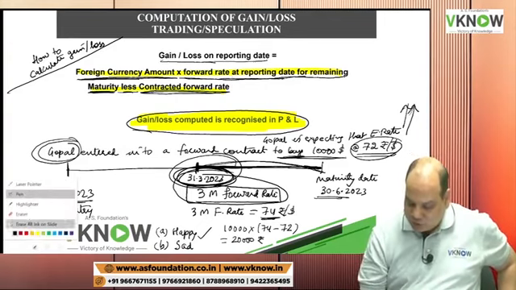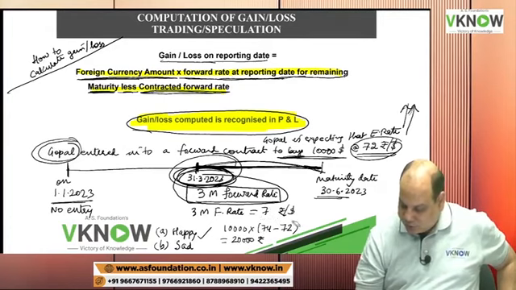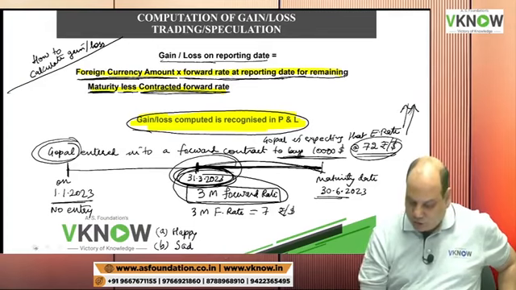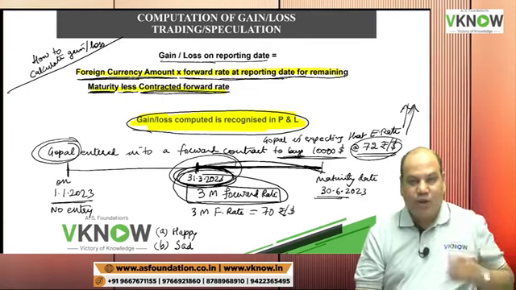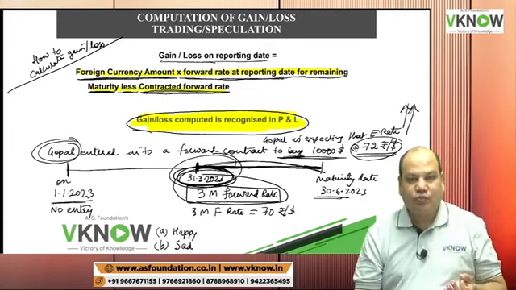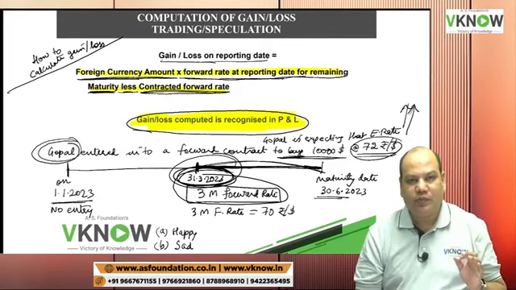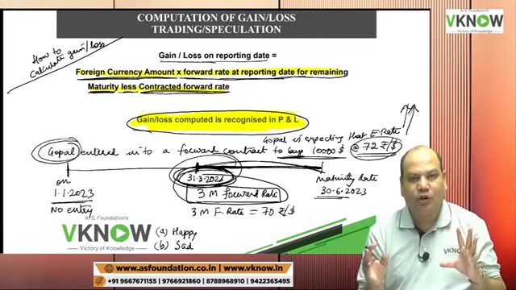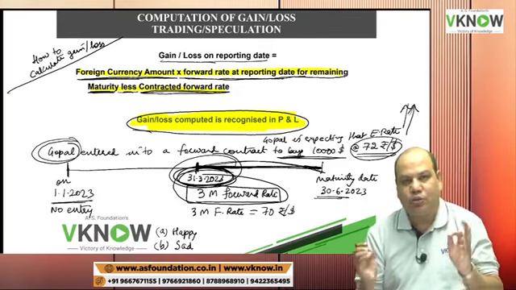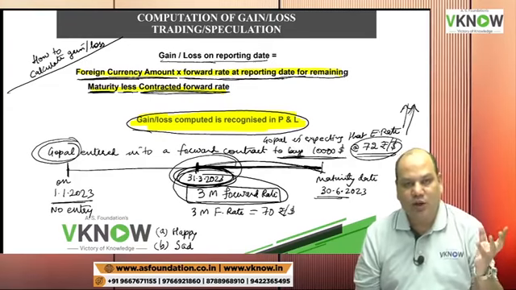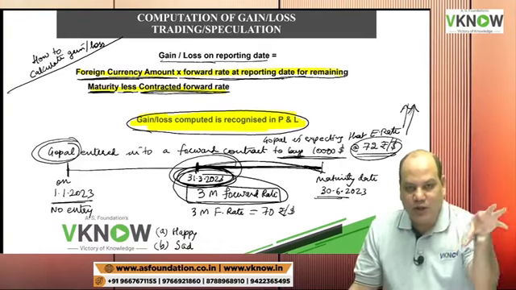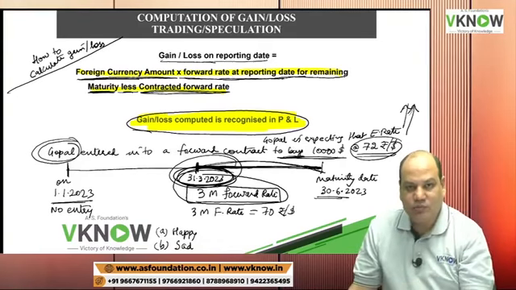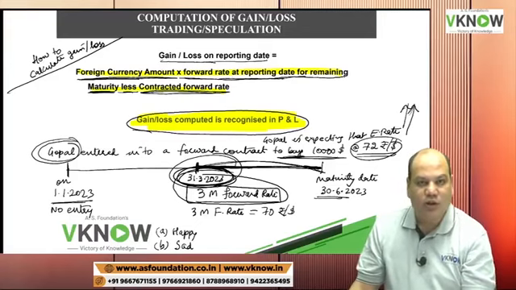I will just change the question slightly. Suppose instead of 74, the rate is 70. The 3-month forward rate on 31st March is 70. That means the same forward contract can now be entered into at 70. Gopal was expecting the rate will go up. What the market is indicating is the rate is going down, because now the forward is available at 70.